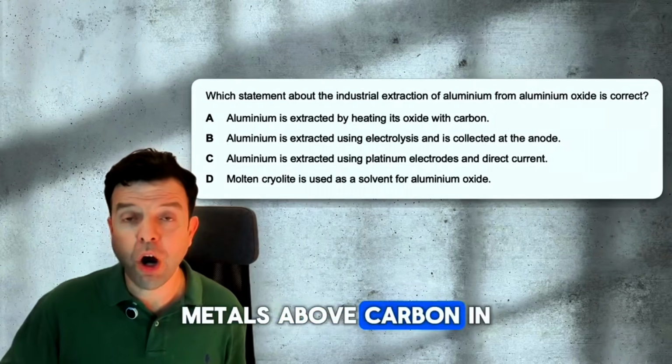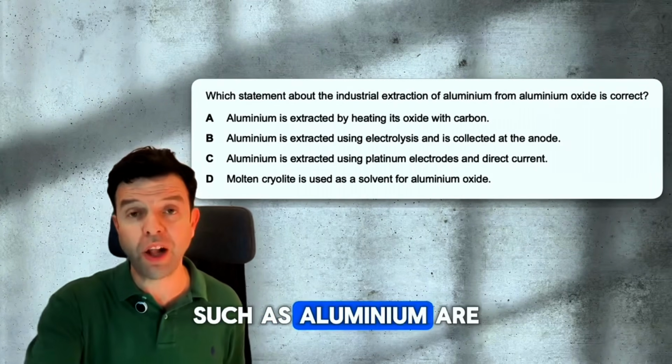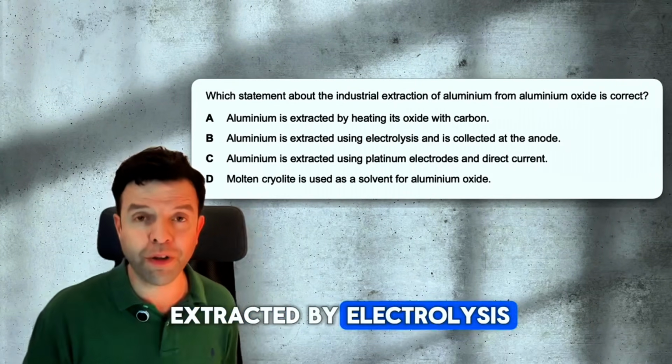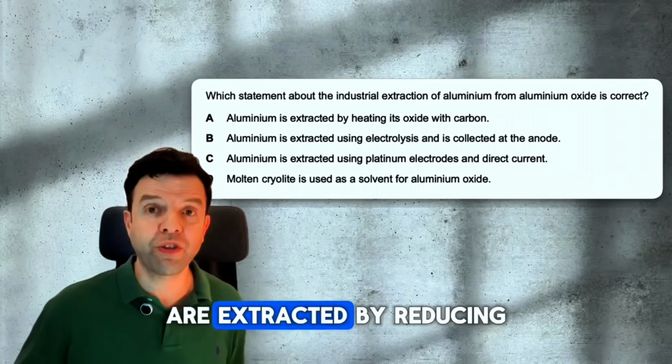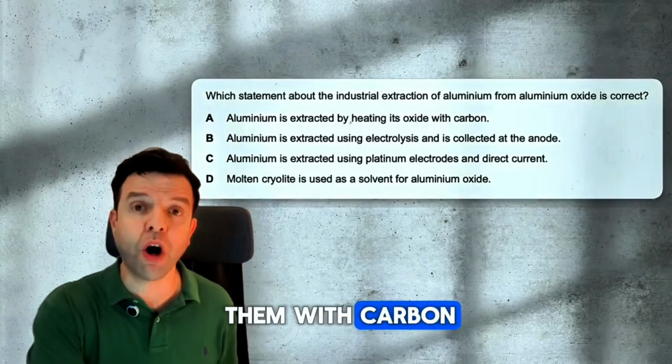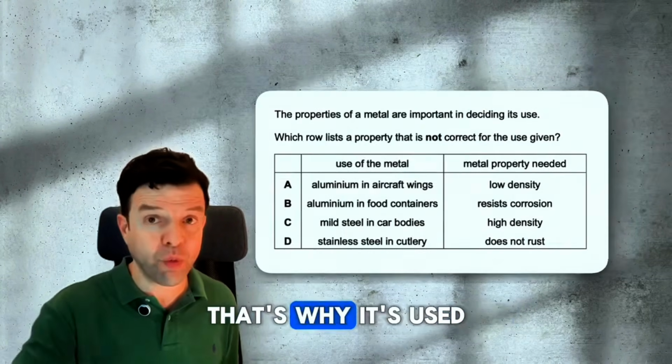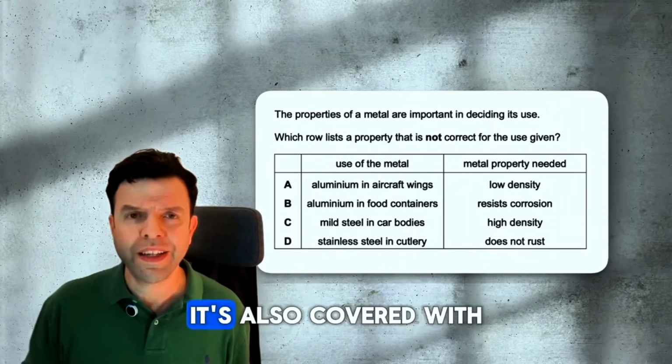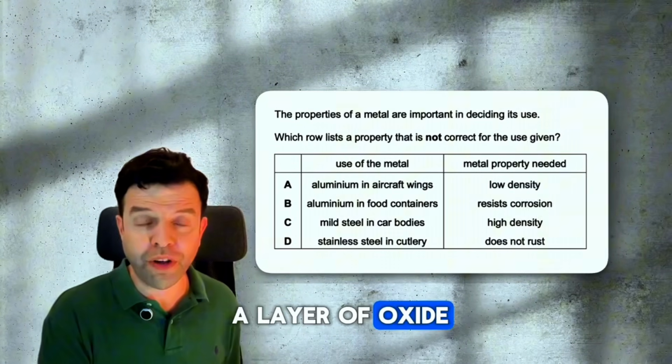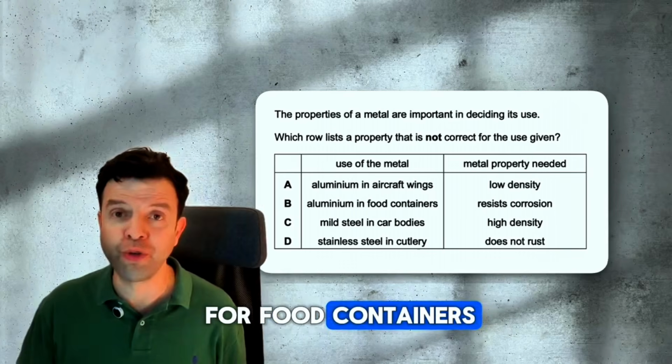Metals above carbon in the reactivity series, such as aluminium, are extracted by electrolysis. Metals below carbon are extracted by reducing them with carbon. Aluminium has low density, that's why it's used for airplane bodies. It's also covered with a layer of its oxide, that's why it's used for food containers.